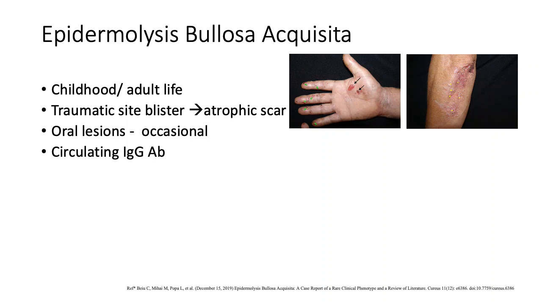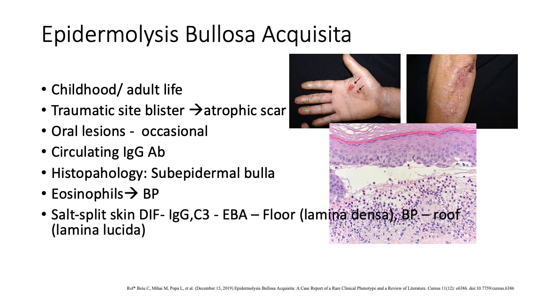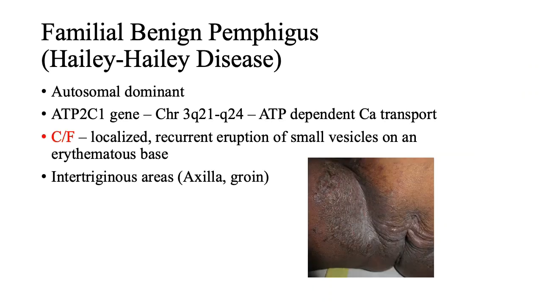The lesions of the hand, which give rise to scar formation, and tiny milia marked as yellow cross are seen on the scar. In microscopy, subepidermal bulla formation is seen, but this condition can be differentiated from bullous pemphigoid or EB by direct immunofluorescence test or by salt split skin DIF.